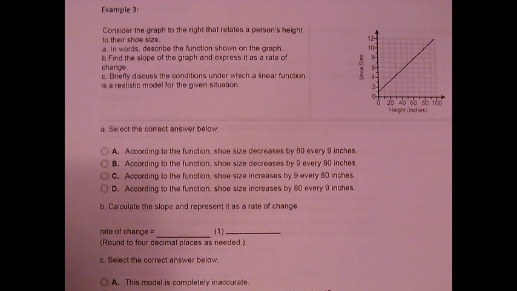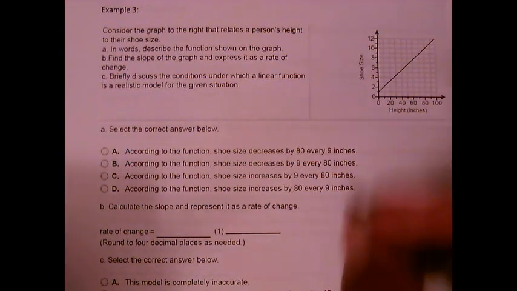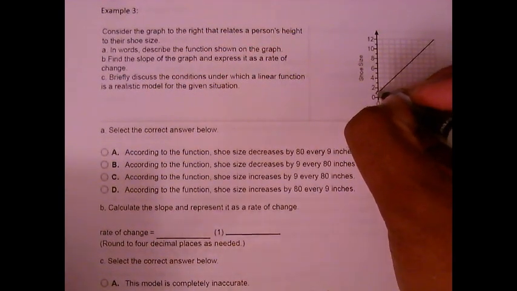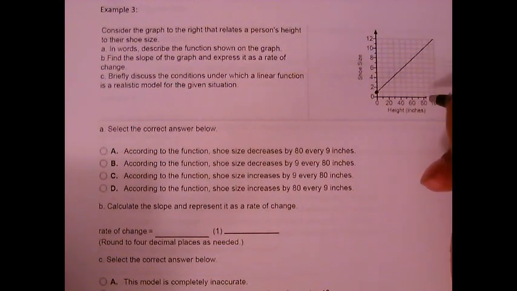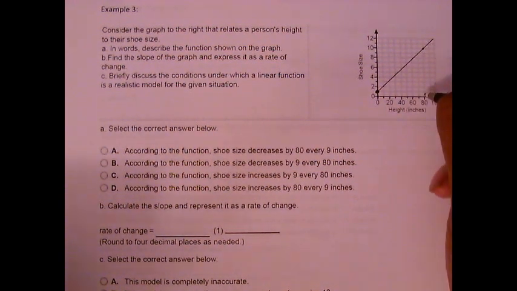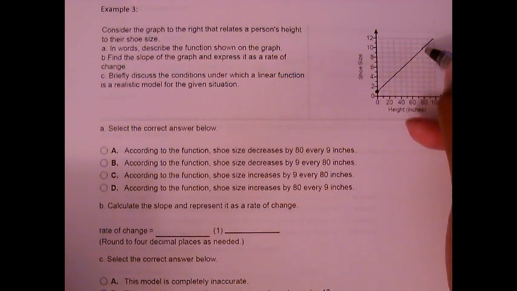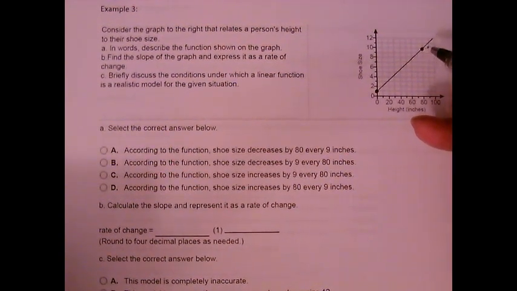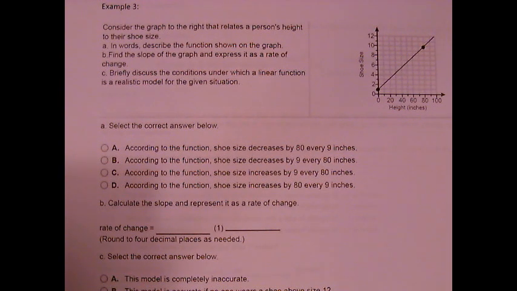Consider the graph to the right that relates a person's height to their shoe size. So in part A, in words, describe the function shown on the graph. Now, in this case here, they're dealing with 9 and 80. So if I look at this point right here, which is, of course, 0, 1, and at 80, that point right there has a shoe size of 10.